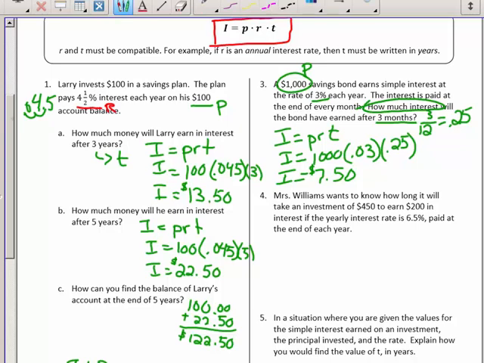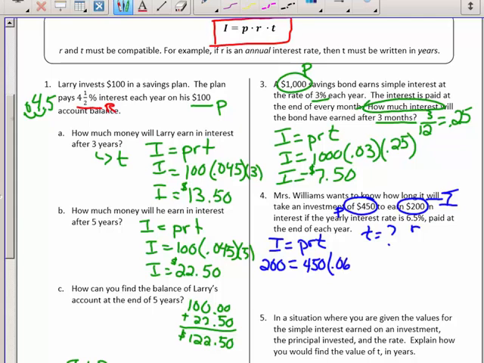Mrs. Williams wants to know how long it will take an investment of $450 to earn $200 in interest. So here's our P, here's our I. So now they're going to ask us to work this formula backwards. Here's our rate. We're looking for our time. We don't know what that is. So I equals PRT. Our interest, we want $200 in interest. Our principal is $450, our rate is 0.065, and we're trying to find T.